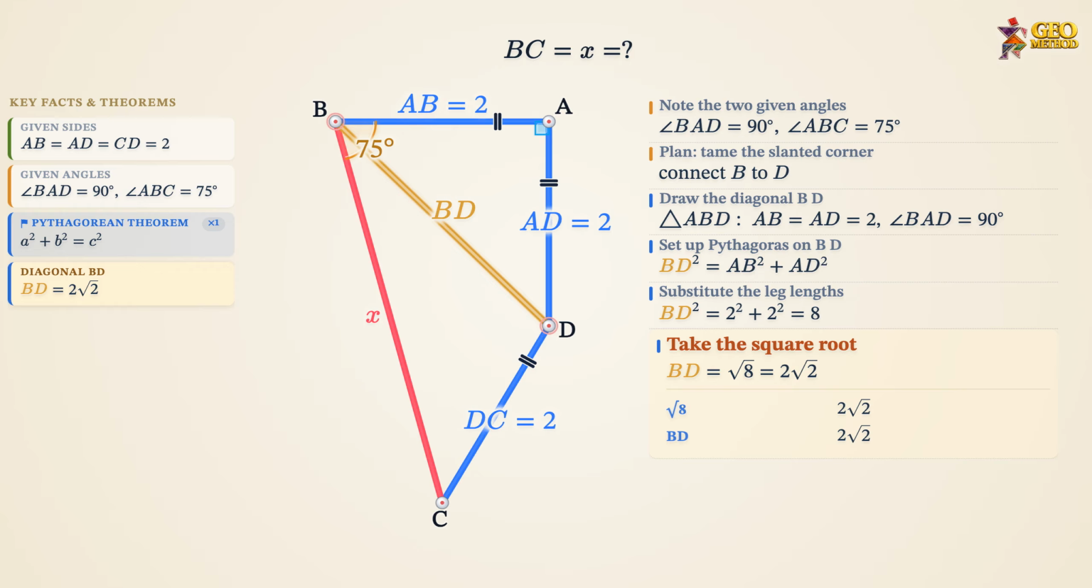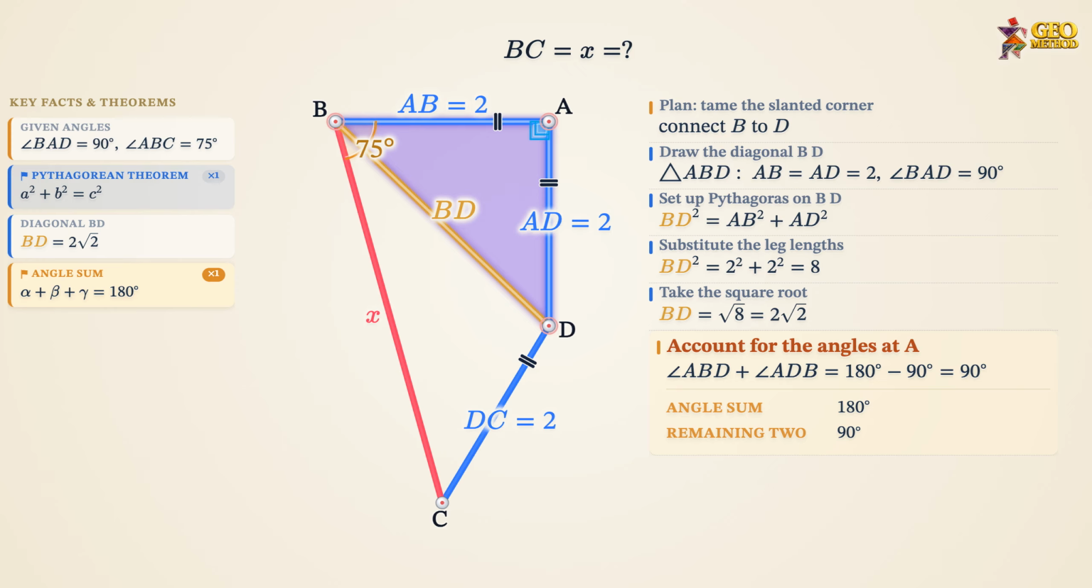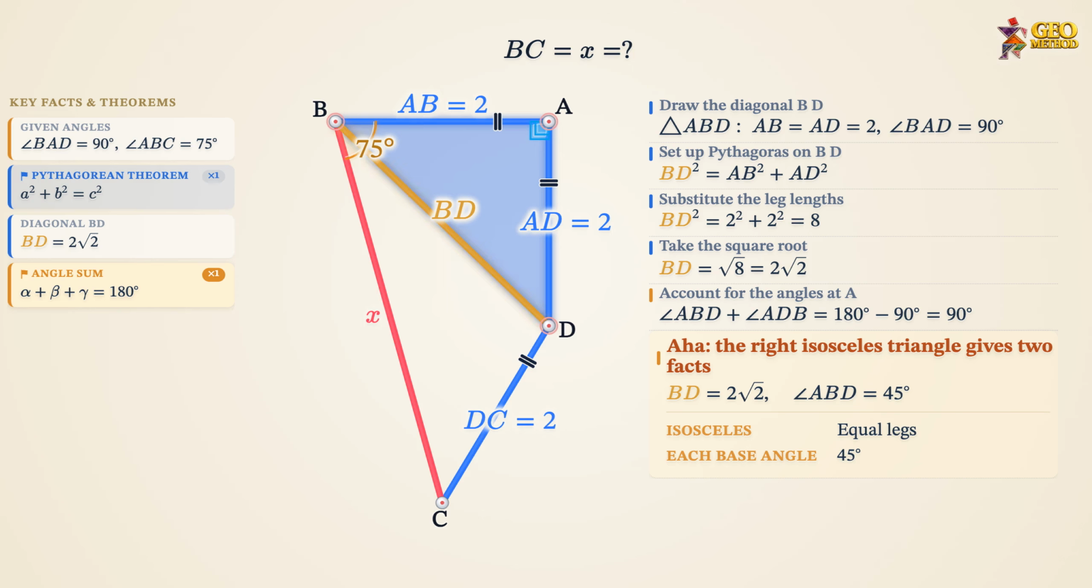The angles of triangle ABD add to 180 degrees. The right angle at A uses 90 of them, so the other two base angles together must fill the remaining 90. Aha! Triangle ABD is right isosceles, so it gives two facts at once. Diagonal BD is 2 root 2, and angle ABD is 45 degrees. That length and angle pair is exactly what the remaining triangle needs.